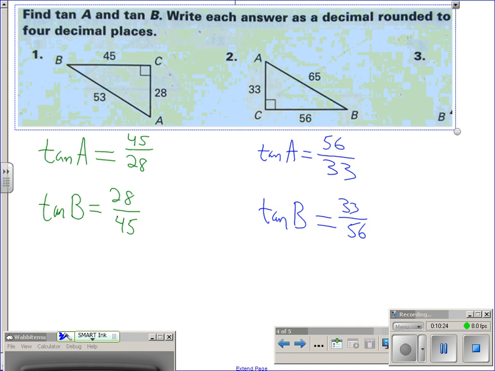All right, that's it for this video. The second video, we'll be talking about actually solving some side lengths using this tangent ratio. Please watch.